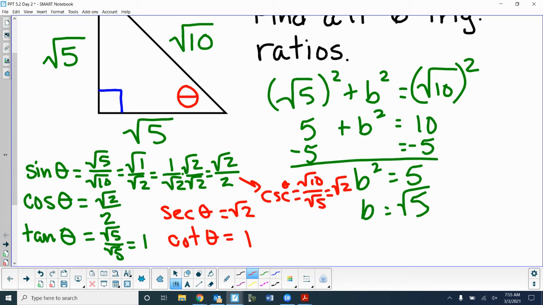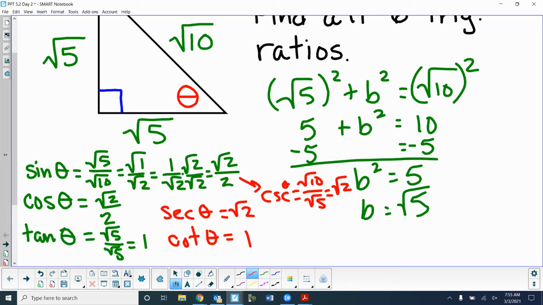Number 9, same type of problem. Square root of 3 over 2 is the sine. So the cosecant would be 2 times the square root of 3 over 3. The cosine is 1/2, so the secant would be 2. The tangent is the square root of 3, so the cotangent would be the square root of 3 over 3.